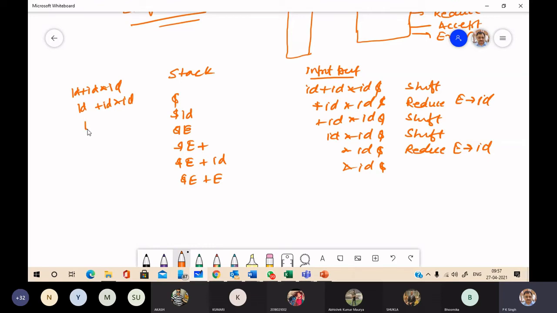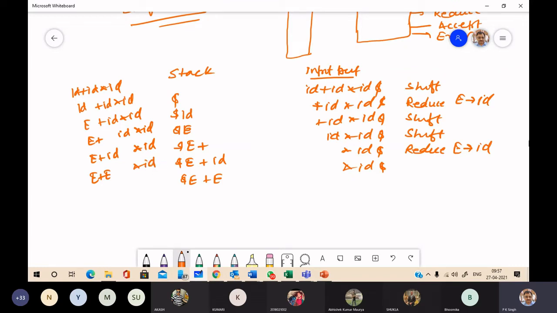Then again in the stack you have E here, and here you have ID asterisk ID. It is also a right sentential form. Then again you will get E plus, and here in the input buffer ID asterisk ID, again a right sentential form. Okay, then E plus ID is on the stack, and here you have asterisk ID. It is again a right sentential form. This is the point. At this point, E plus E asterisk ID.